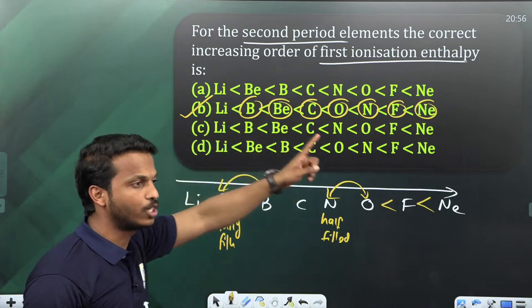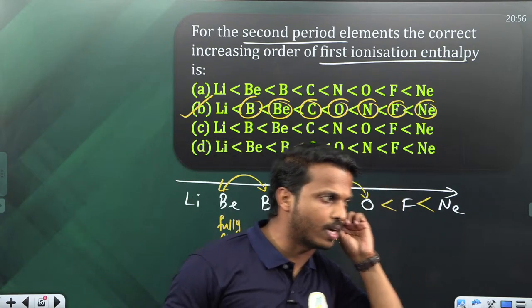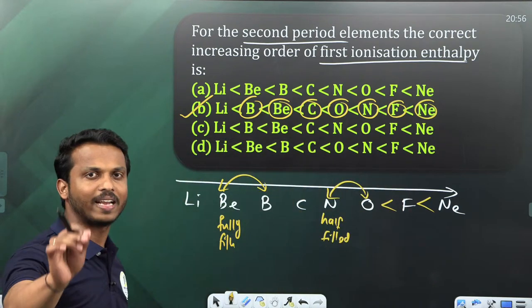So yes, the answer is which one, Hisham? B is the answer, Kavi Magasi. Right. Option B is the correct answer.